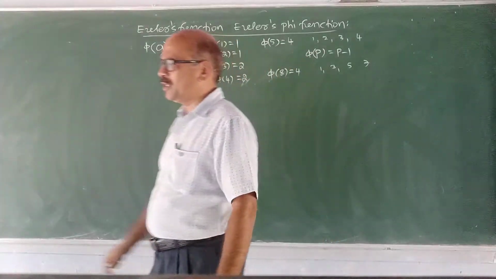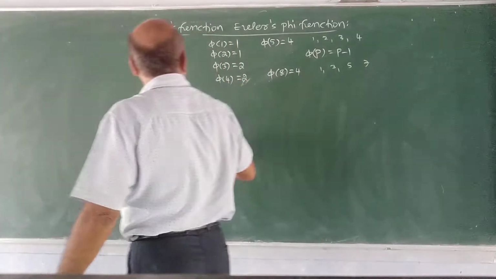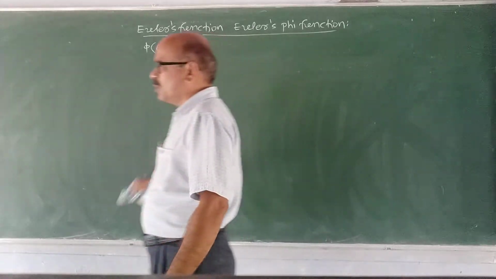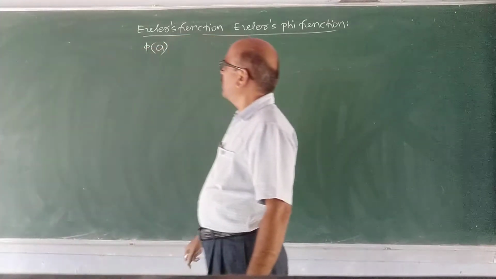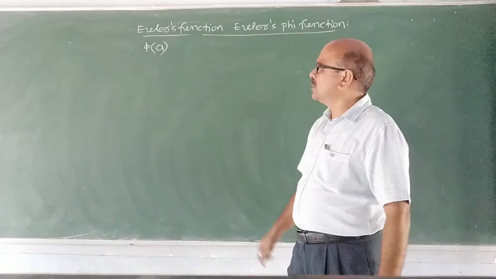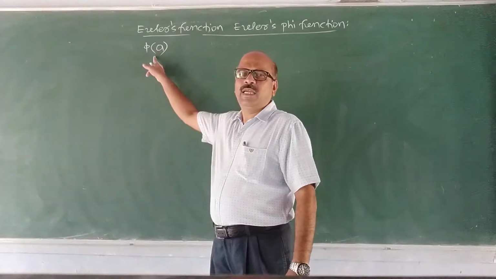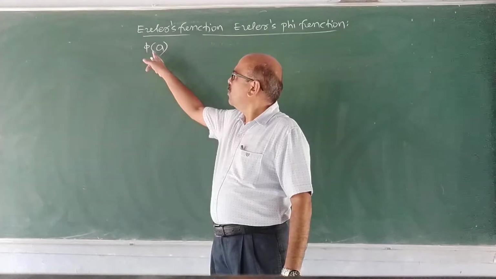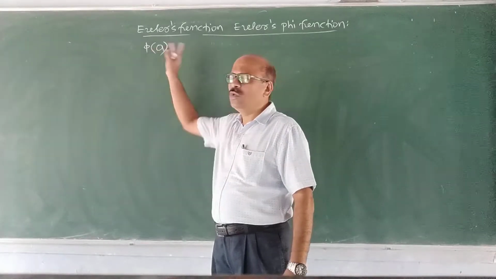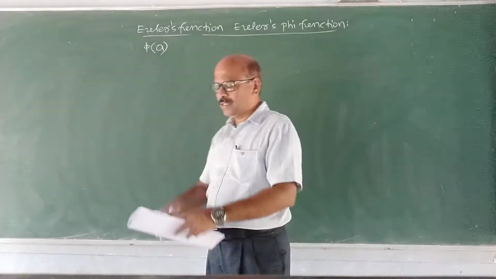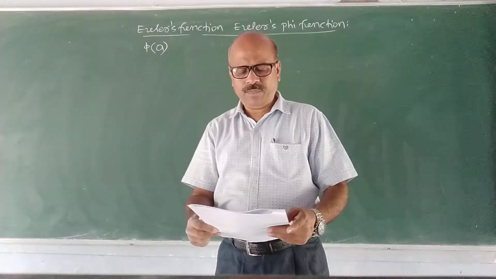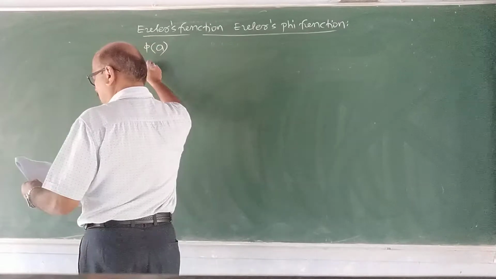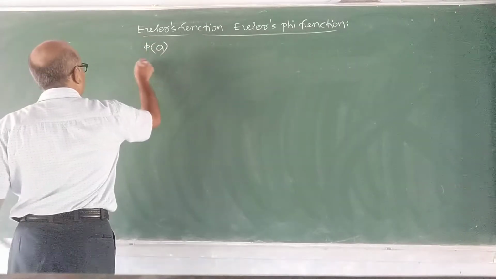Now this is the definition. If A is any positive integer, then the set of all integers less than A and co-prime to A is counted by Euler's phi function, and it is denoted by phi of A. Now, some results on this Euler's function.